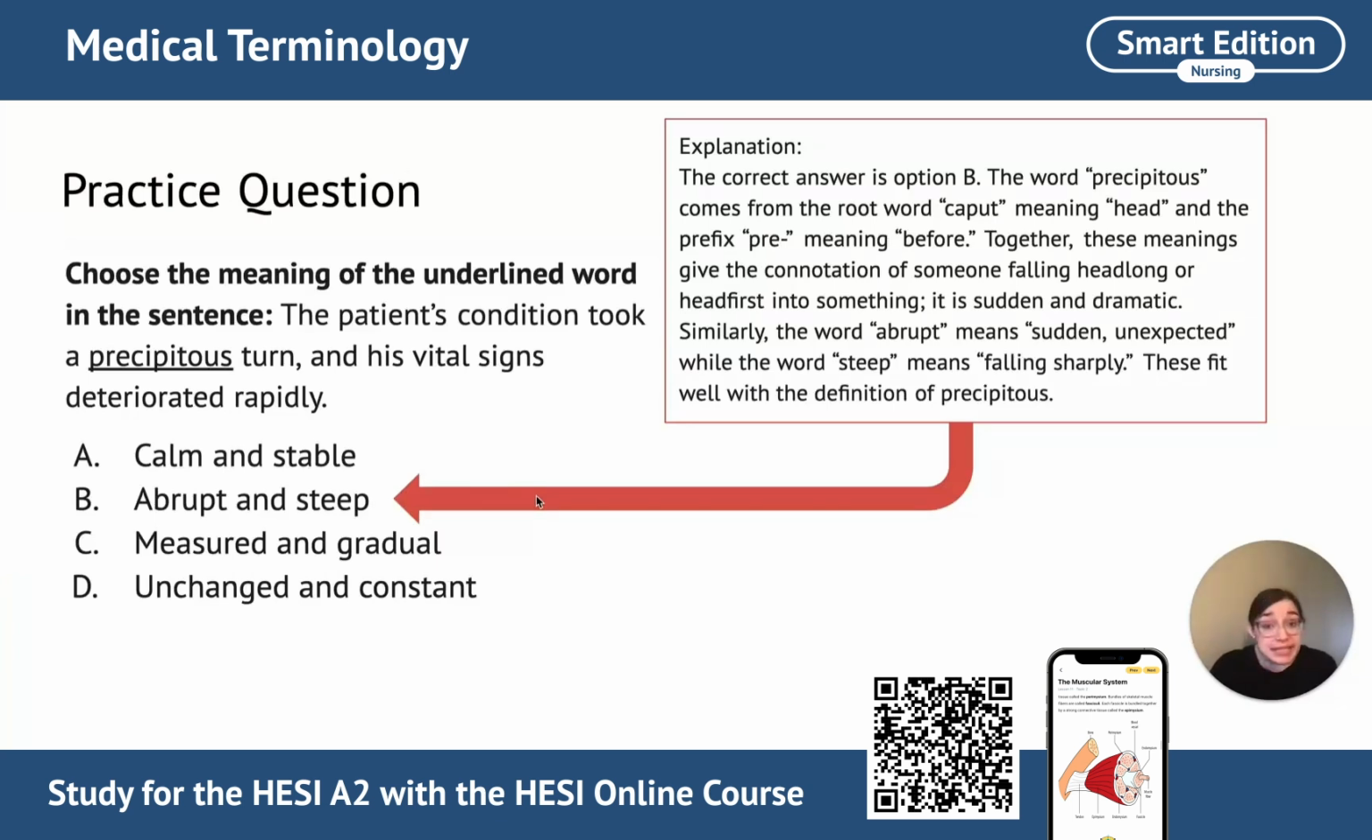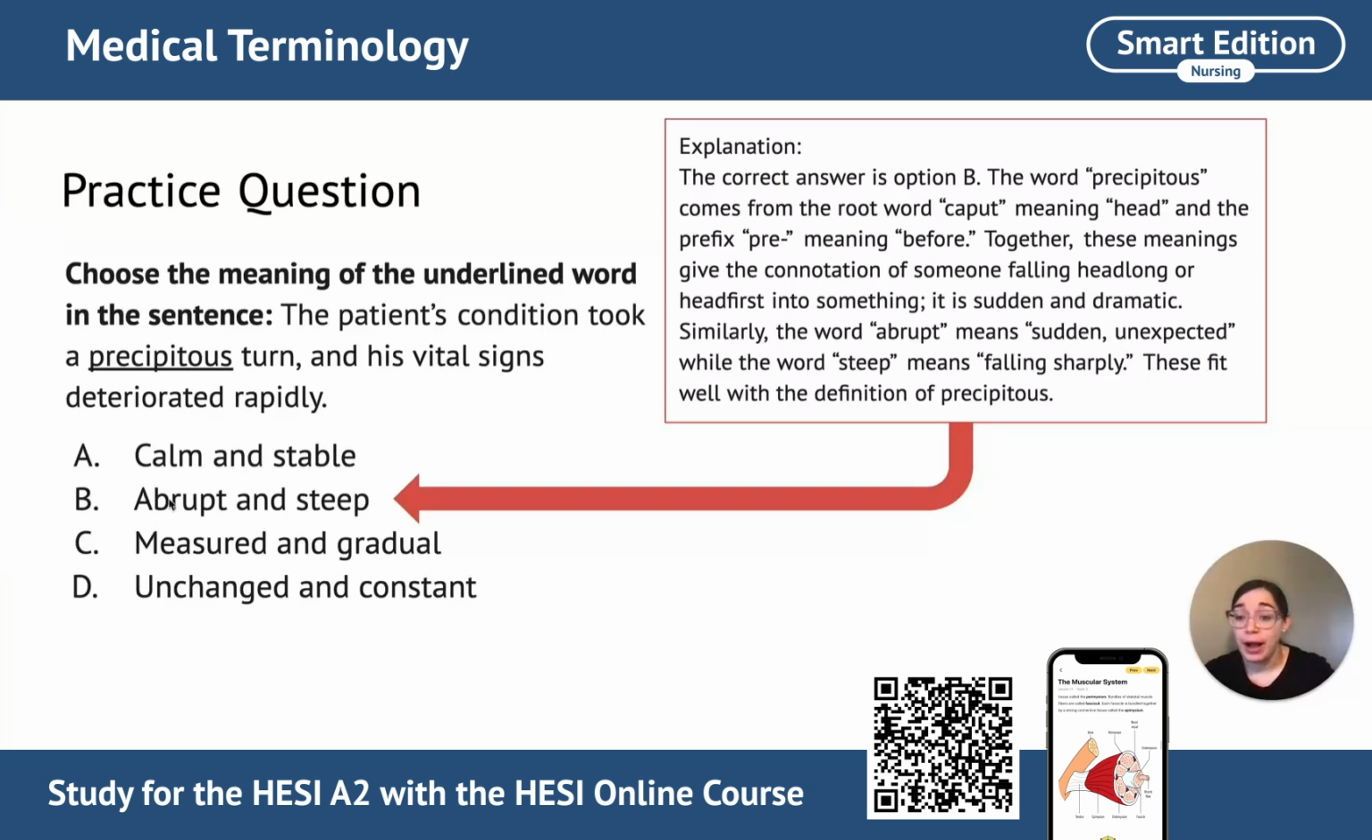So precipitous comes from a root word, capit, which means head. You can see it there in the middle of this word. It also has the prefix pre, which means before. So taking these two definitions together, we have the connotation of someone falling headlong or headfirst into something. So this is something sudden and dramatic and bad, as we said, based on the context of the sentence.